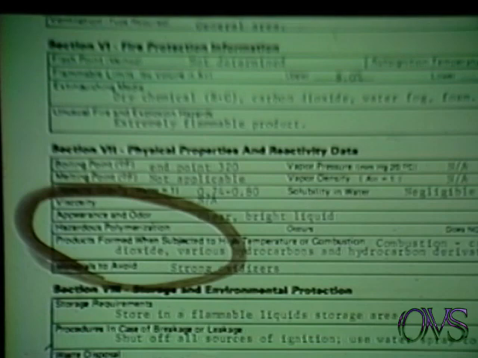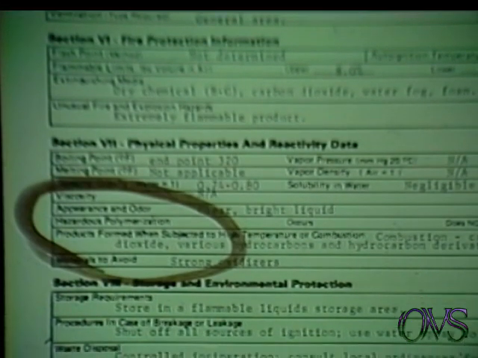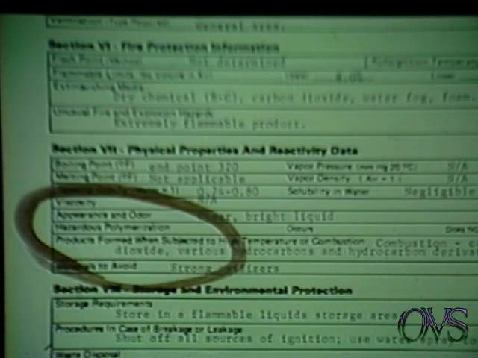The next line shows products formed when subjected to high temperature or combustion. The materials to avoid line shows strong oxidizers. An oxidizer is a substance which can cause the material to react violently by providing oxygen, releasing large amounts of energy. Pure oxygen is an excellent oxidizer, as you might imagine.